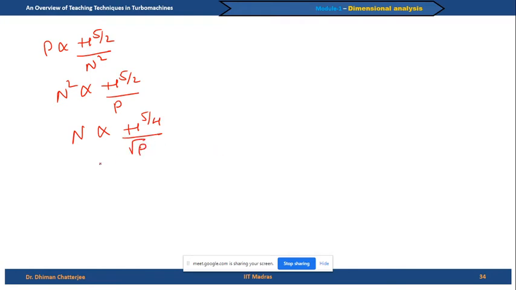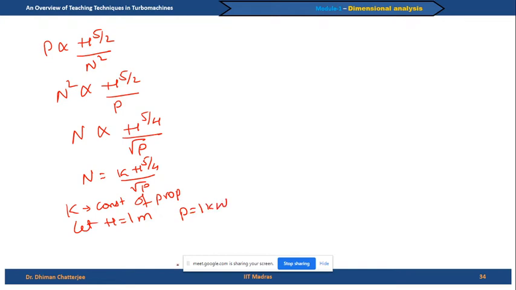So further we can introduce this as n is equal to k into H raised to 5 by 4 by root P. So this is what we have here: n is equal to k H raised to 5 by 4 by root P. Here we say k is the constant of proportionality. Now what is this constant of proportionality? We will define it as: let H is equal to 1 meter and P is equal to 1 kilowatt. So here we are taking H as unit head and this as unit power.